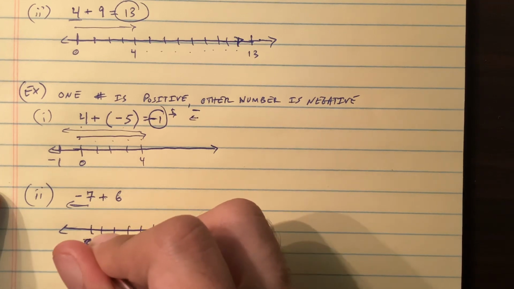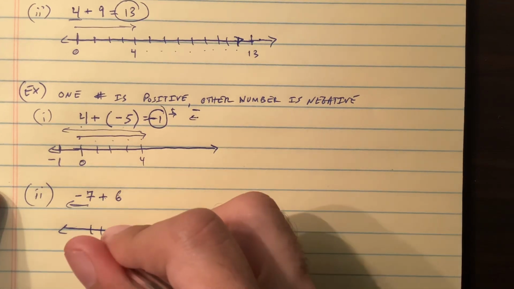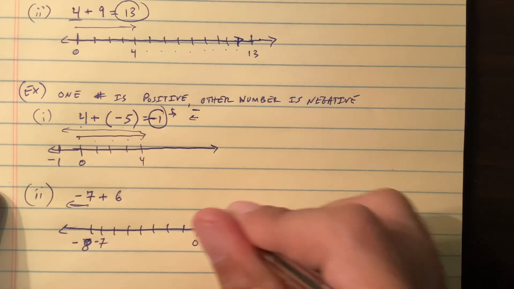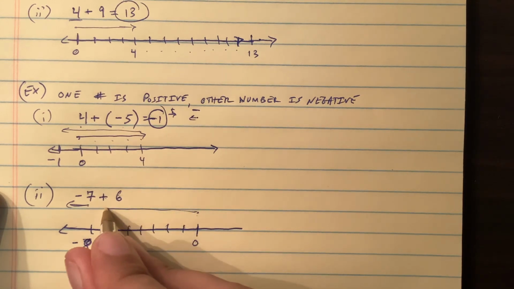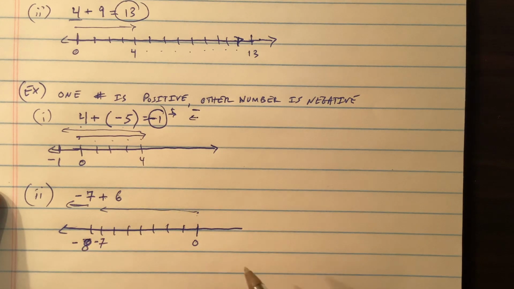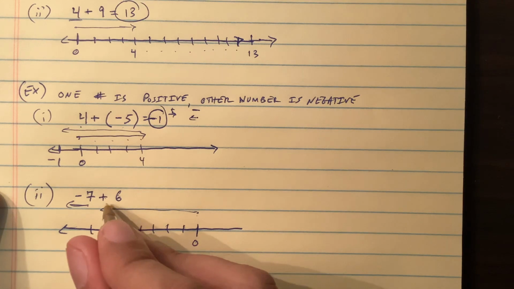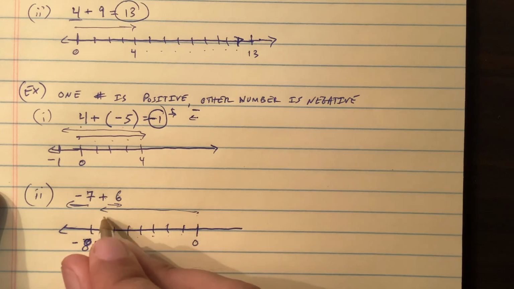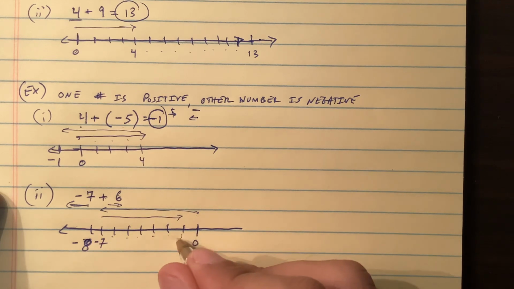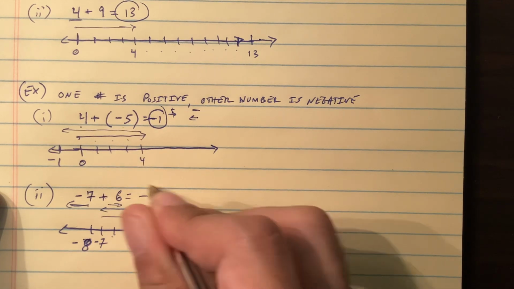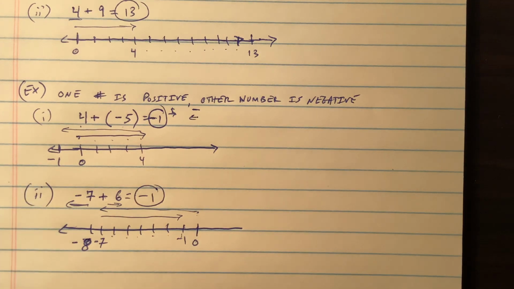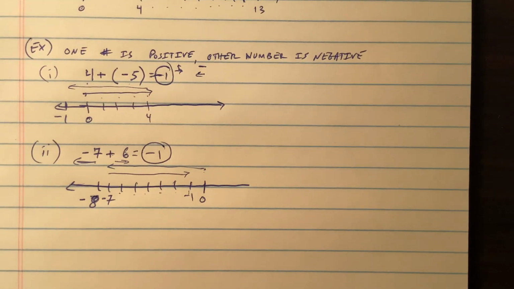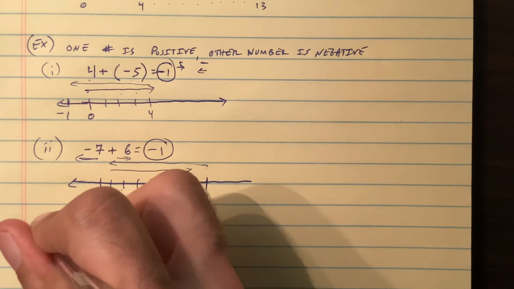And we'll make this actually a negative 8. Negative 7. All right. So we're going to start at 0, move to the left by 7. But now what we're going to do, we're adding, so we move back to the right. 1 2 3 4 5 6. And we see we end up at negative 1. All right, pretty cool.